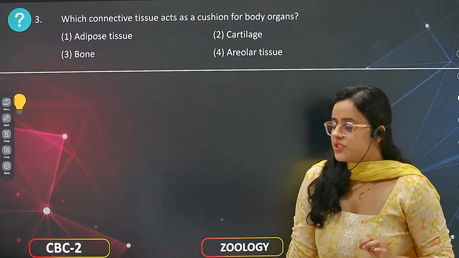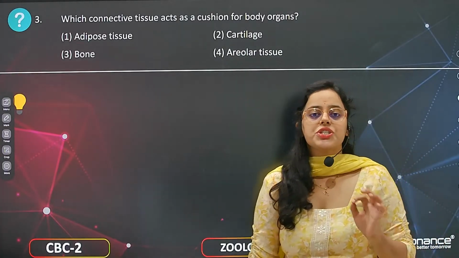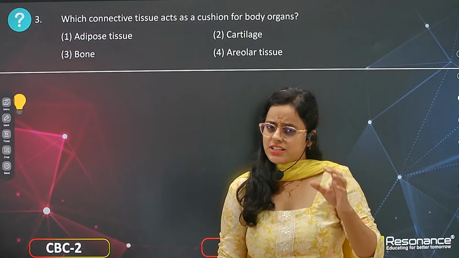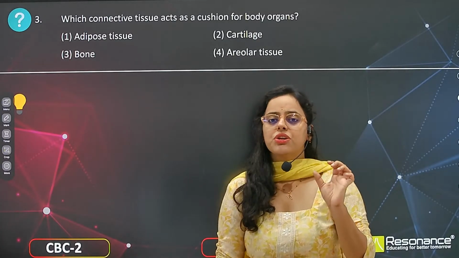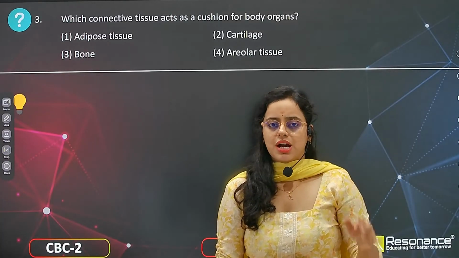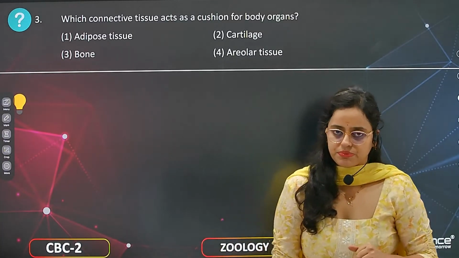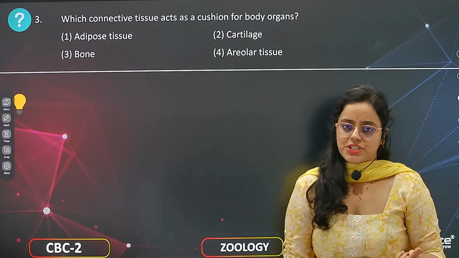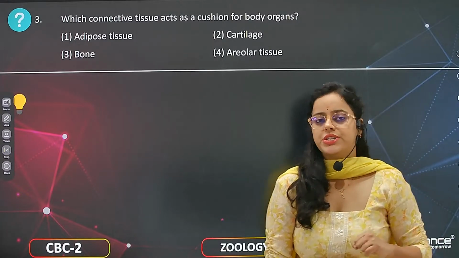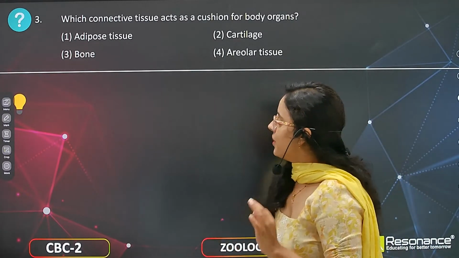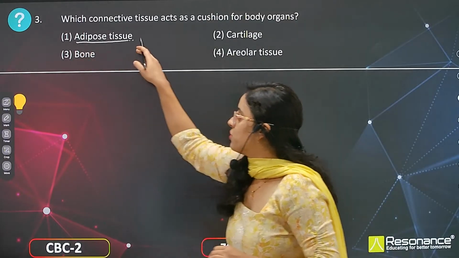Now coming to the next question, question number 3. I'm going to read this question. Which connective tissue acts as a cushion for body organs? Just in this session we have discussed the cushion of the body organs. Adipose tissue, cartilage, bone or areolar tissue. Again another hint, modified areolar tissue. It is called modified areolar tissue. Hope you have guessed the answer by now. Yes, it is adipose tissue.